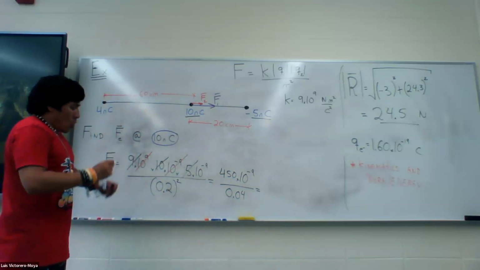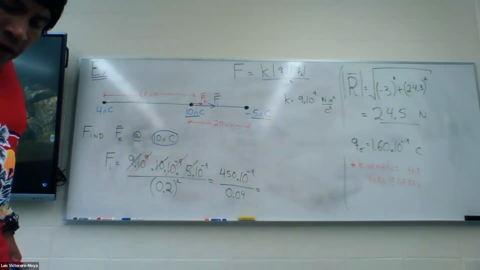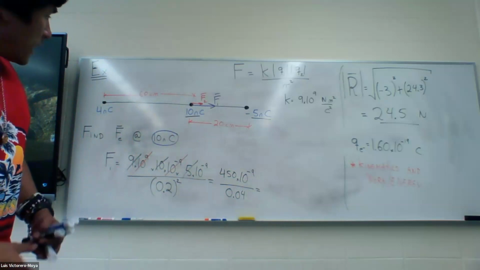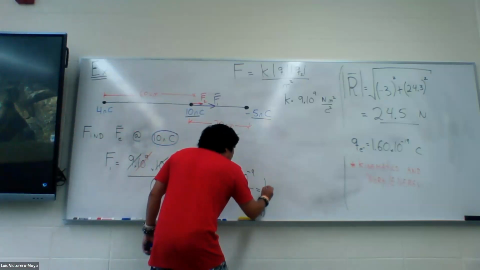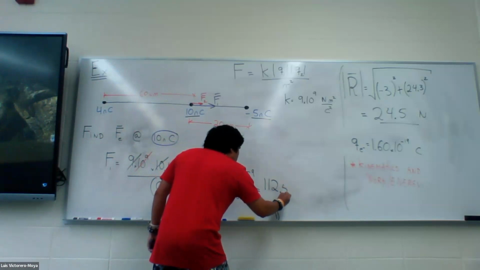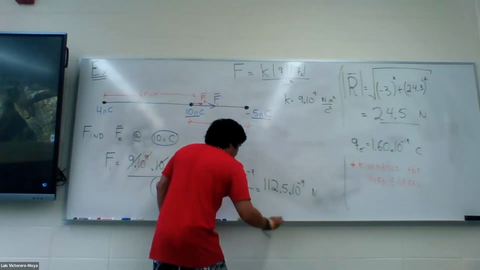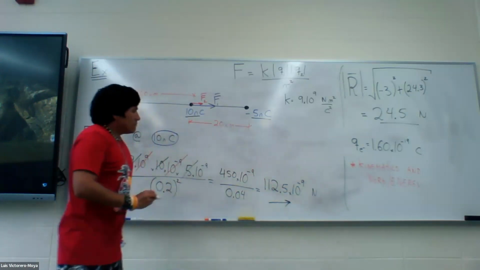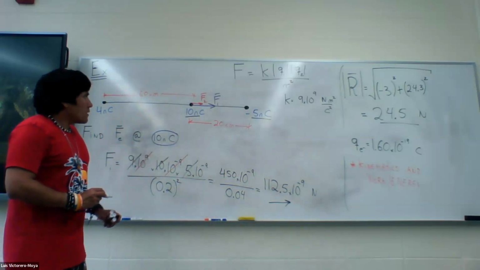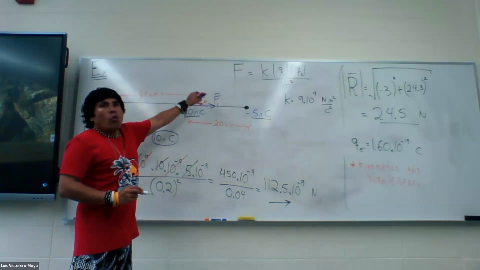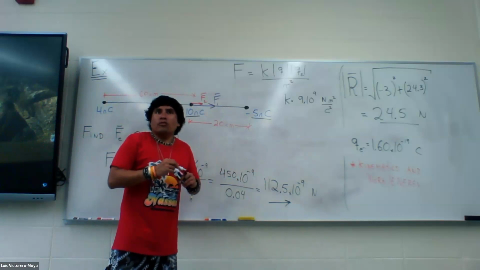So now I just have to reduce the expression. 450 divided by 0.04 gives me 112.5. So I get 112.5 times 10 to the negative 9 newtons. That's F1. But I still need to find F2. Once I find F2, I can add it with this and find my net force.